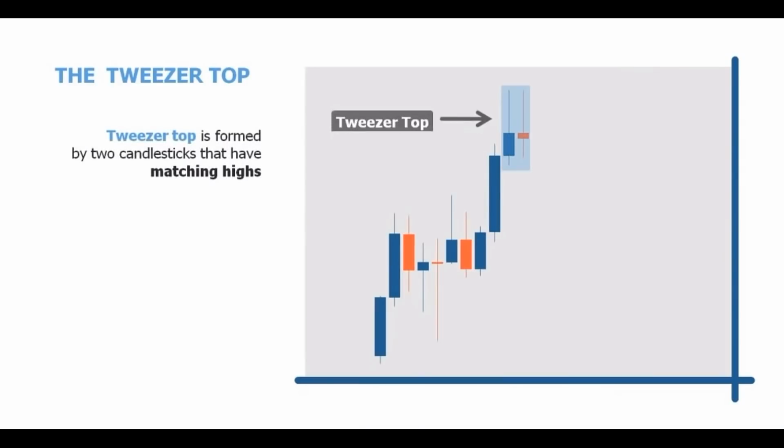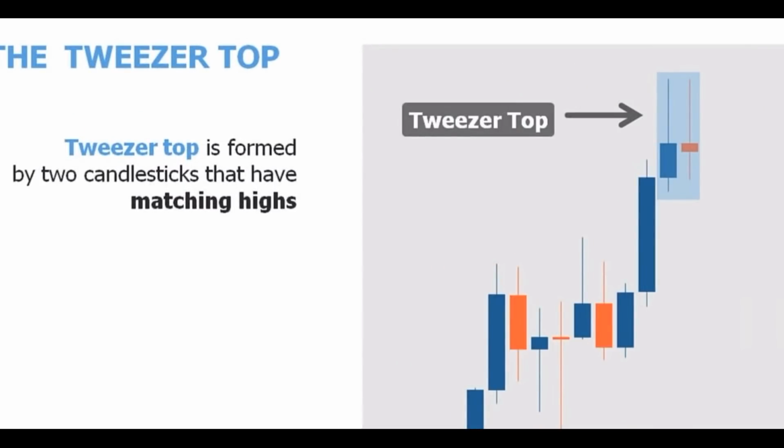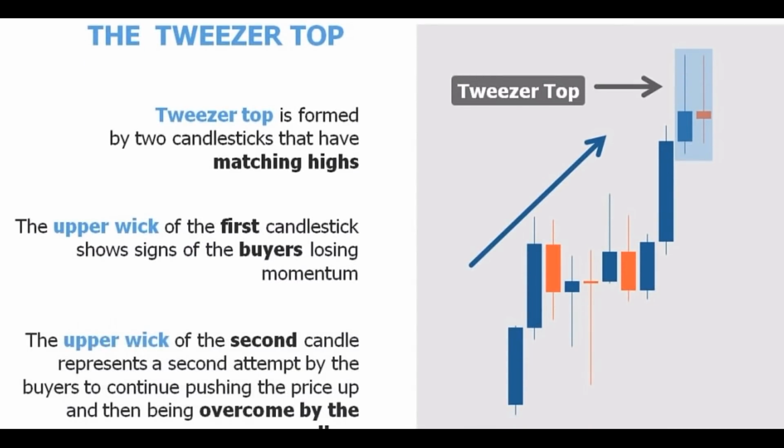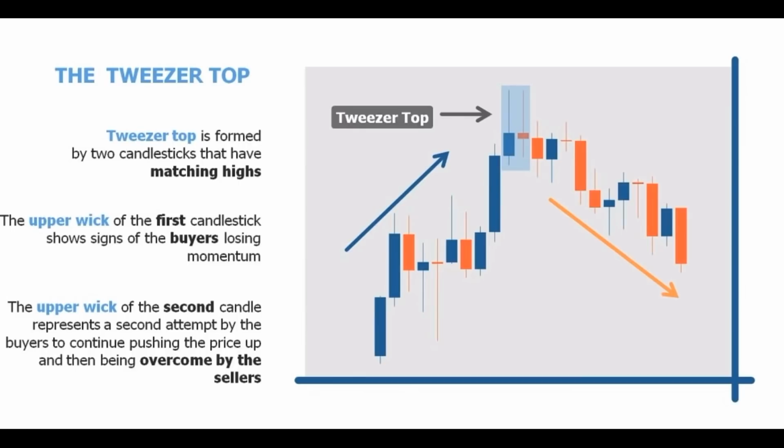Tweezer tops are formed by 2 candlesticks that have matching highs and can help spot a trend reversal. You can see in this example that the market is in an uptrend. The upper wick of the first candle shows signs of the buyers losing momentum. The upper wick of the second candlestick in the pattern represents a second attempt by the buyers to continue pushing price up and then being overcome by the sellers. The wicks are of equal length and the highs are at the same level. These characteristics can signal the reversal of the uptrend to the downside and demonstrate how the bulls were overpowered by the bears.